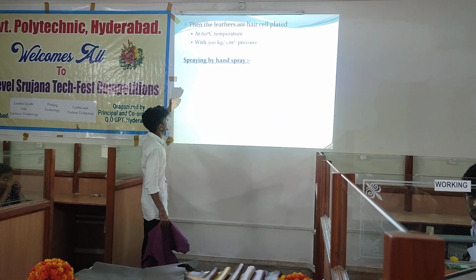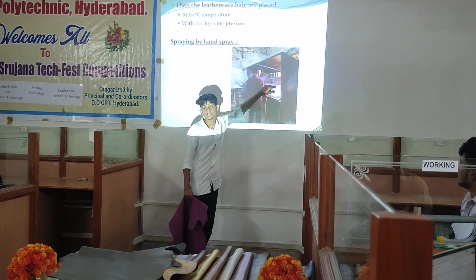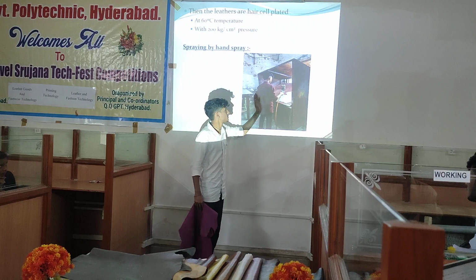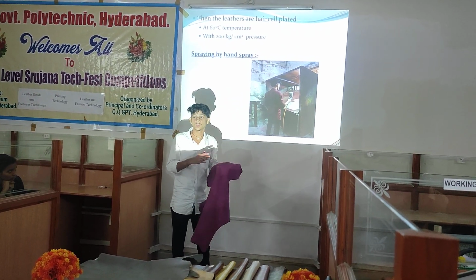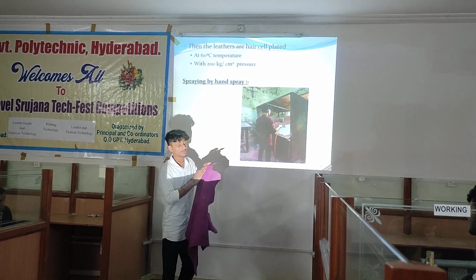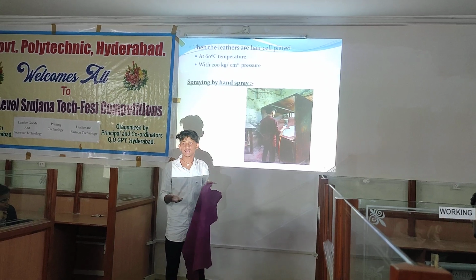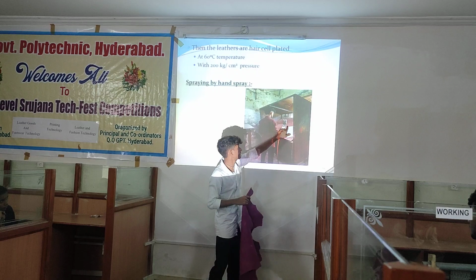Next, there is spraying by hand spray. Here we can see the machine. This is the hand spray gun. We have to spray cross coats of lacquers like base coat and season coat. We have to spray cross coats by applying lacquers like NC lacquers, base coats, and season coats.